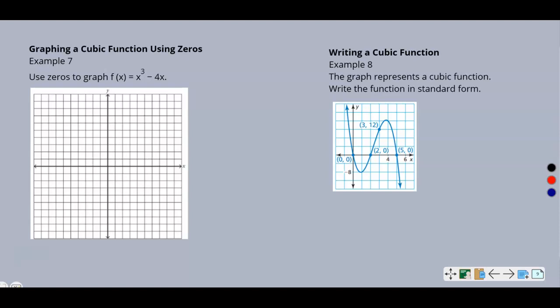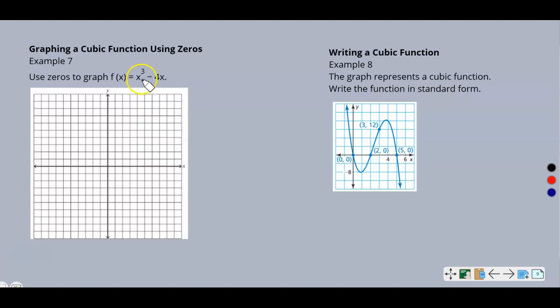All right, this is part 3 of using intercept form. So we're up to example 7, graphing a cubic function using zeros. We've been graphing quadratic functions using zeros, but in one of the examples it told us that we could use the same concept to do that for a cubic function. So now we're going to see how to graph a cubic function using the zeros, the exact same thing that we were doing for a quadratic equation.